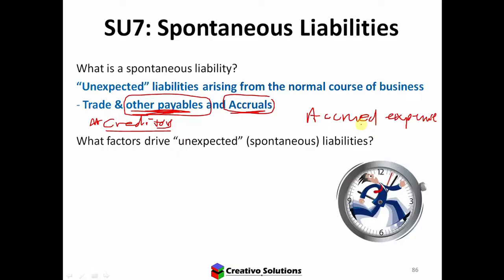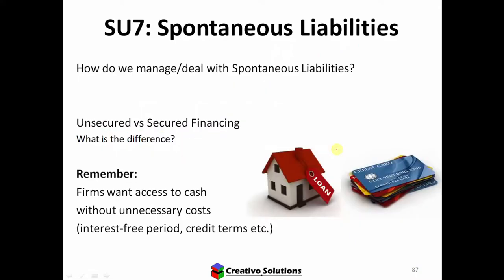Okay, an accrued expense is an unpaid expense. It's not a creditor, it's an unpaid expense. So if I use water and electricity this month, and I have to pay it next month, make sense? Right, it's an accrued expense for the current month because I haven't paid for it yet. Okay, what factors drive unexpected or spontaneous liabilities?